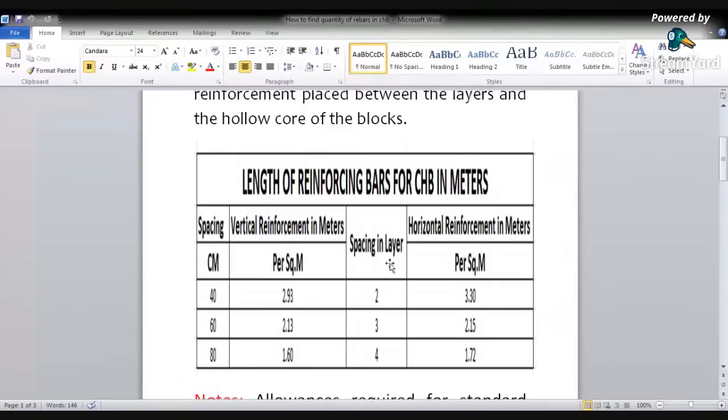For the spacing in layers, this is for horizontal reinforcement in meters. This is also per square meter. There is spacing every 2 layers, every 3 layers, and every 4 layers. The multiplier is 3.3 if you use 2, 2.15 if you use 3, and 1.72 if you use 4 layers.